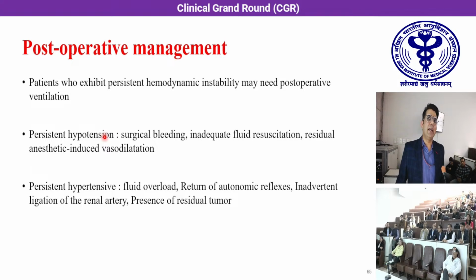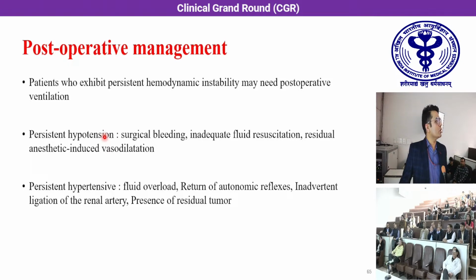Lastly, the post-operative management. These patients may still exhibit hemodynamic instability because of the vasoplegia. So in case the patient is on a higher dose of inotropes or a vasopressor, it is preferable that you do not extubate this patient, and these patients are brought into the intensive care unit till the time the blood pressure is under control. In case you have persistent hypotension, other than the vasoplegia, there are other causes which should be kept in mind. Could be a surgical bleed, could be an inadequate resuscitation from the anesthetic end, or a residual vasodilatation because of the various anesthetic drugs that you have been using.